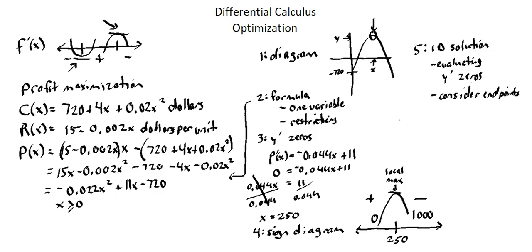And finally, step 6, state the solution. And we were looking for the production level to maximize profit. So that production level is 250 units.